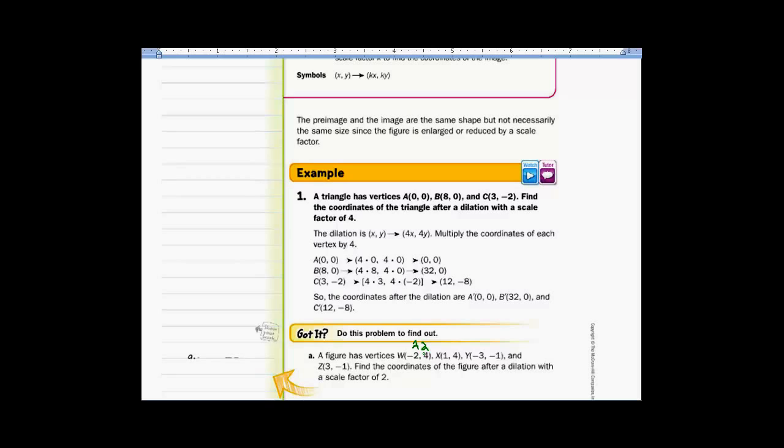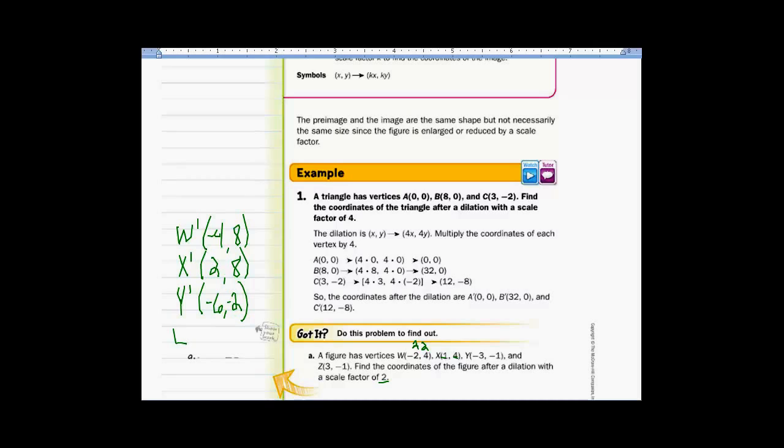I would get a W prime of negative 4, 8. I would get an X prime of 2, 8. I'm just multiplying each one of these by my scale factor of 2. Y prime, I would get negative 6, negative 2.